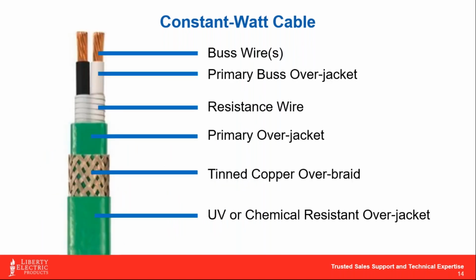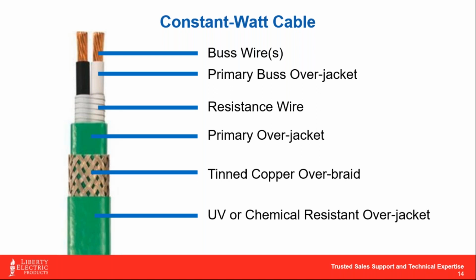All right, so taking a look at the anatomy of this particular cable, again, you've got two 16-gauge bus wires, your primary over jackets over the buses. What makes this one a little bit different is you can see that resistance wire there. Now, that resistance wire is typically a 37-gauge nichrome wire, which I personally think is a little bit fascinating that you can pump 480 volt through a 37-gauge wire and that thing will last you 15 to 20 years.